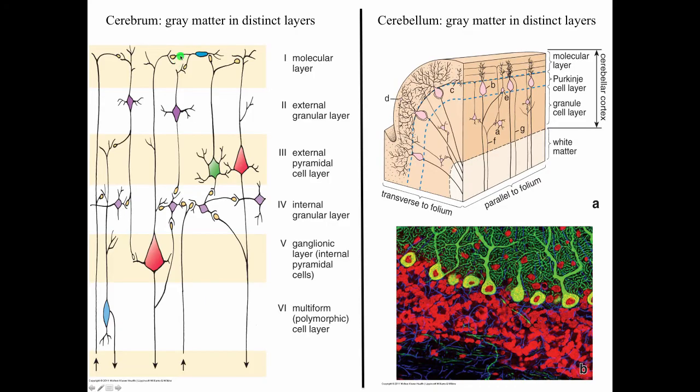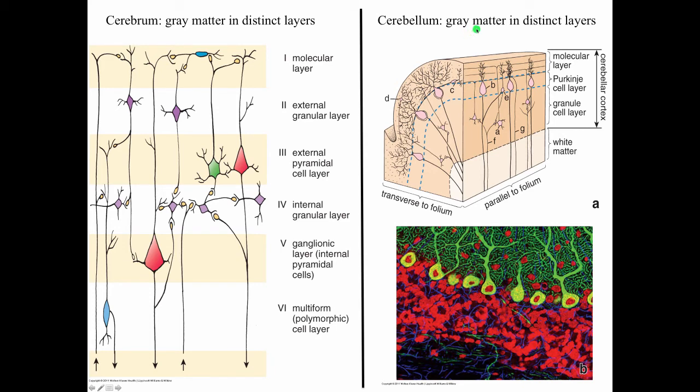This schematically shows how neurons are arranged in the gray matter of the cerebrum. I'm not going to ask you for this course to be able to identify the different layers in the cerebrum, but we are going to expect you to recognize that this region is the cerebrum. I'll show you a histological image in just a minute, and we would like you to be able to pick out these large pyramidal cells. You should be able to easily recognize the cerebrum from the cerebellum.